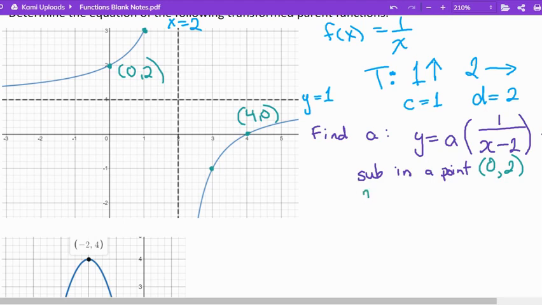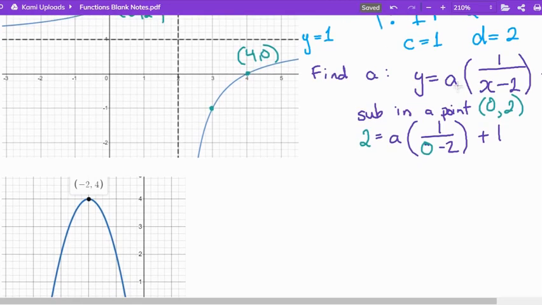Instead of y, I'm writing 2 equals a times 1 over 0, right? My x is 0 on that point. 0 minus 2, plus 1. And now I just use algebra. So I'll write 2 minus 1 equals a times 1 over negative 2.